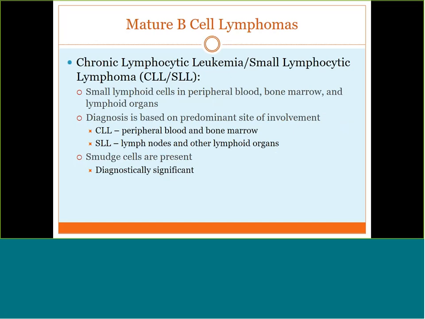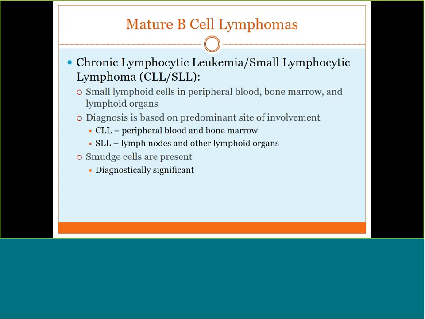Most people I know just call it CLL. I don't usually hear it referenced as SLL much, but again, it just depends on what the predominant site involved is. CLL, blood and bone marrow; SLL, lymph nodes and lymphoid organs. The big thing with this one is you're not going to see blast cells. Because it's a chronic leukemia, you're going to see mature cells. So you're not going to find the blast cells like we just discussed on the acute. Different story here. You will see lots of small lymphocytes.